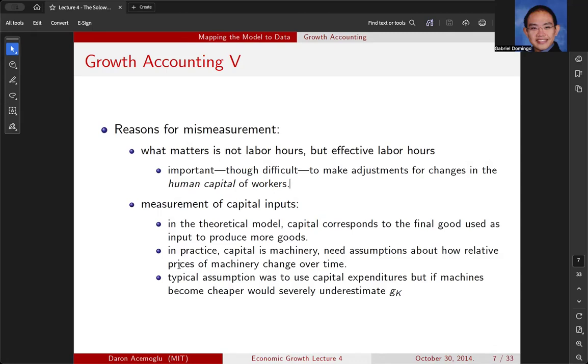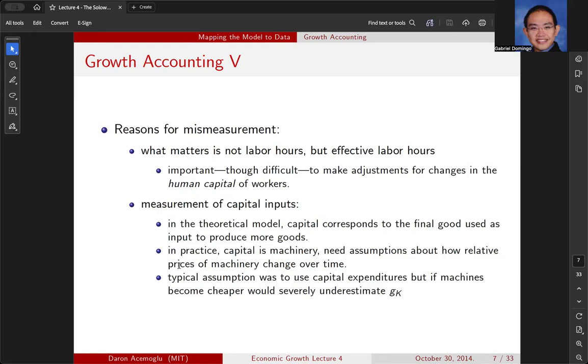So in the theoretical model, capital corresponds to the final good used as inputs to produce more goods, right? So if you recall, C plus I equals Y, right? So I is just an additional capital, and it corresponds to or is denominated in terms of the final good, right? So that's why Y is basically just investment, which is basically just capital, right? So that's what we know in the theoretical model. By the way, that's also true in Solow, because in Solow, investment is just K dot, or the change in K.